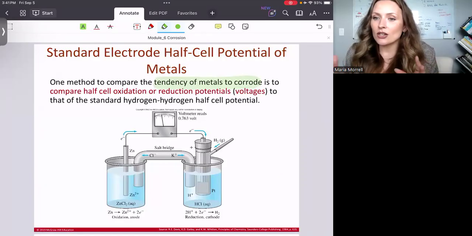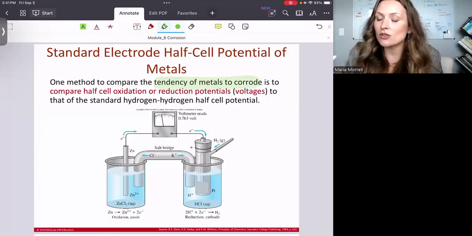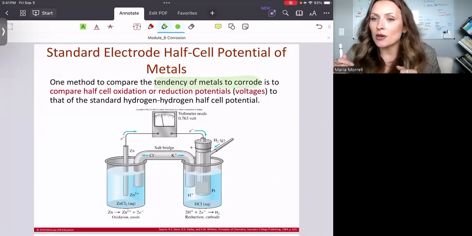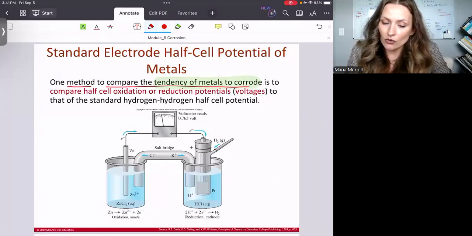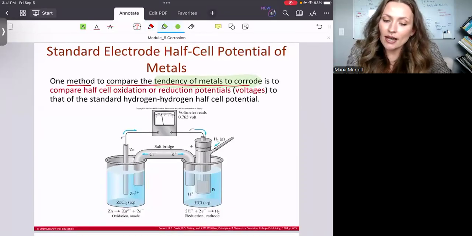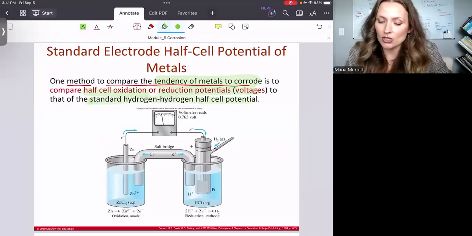So the question is, as an engineer, how do I rank the metals? Is there a way to rank all metals in terms of their tendency to corrode? And if there is a way to do so, how would I accomplish it experimentally? Now, there is a way to do so. There is a method that allows you to compare the tendency of metals to corrode. What we do is compare the half cell oxidation or reduction potentials, and we do so with respect to the hydrogen half cell potential.